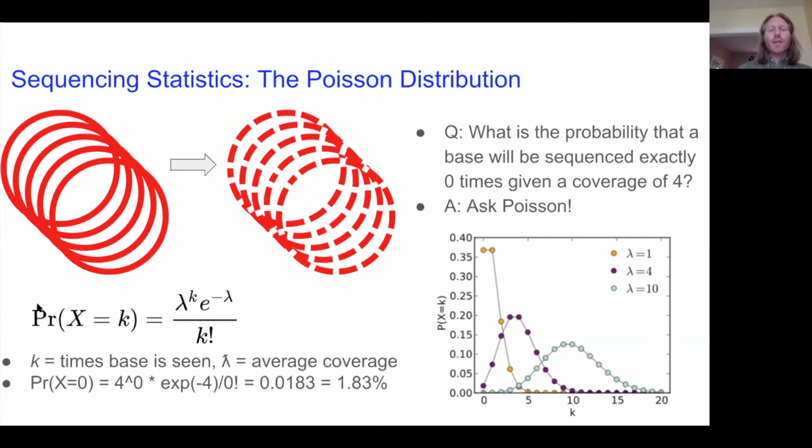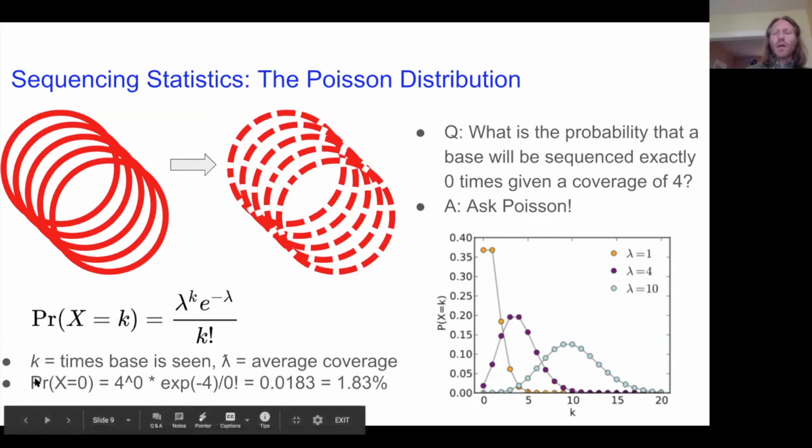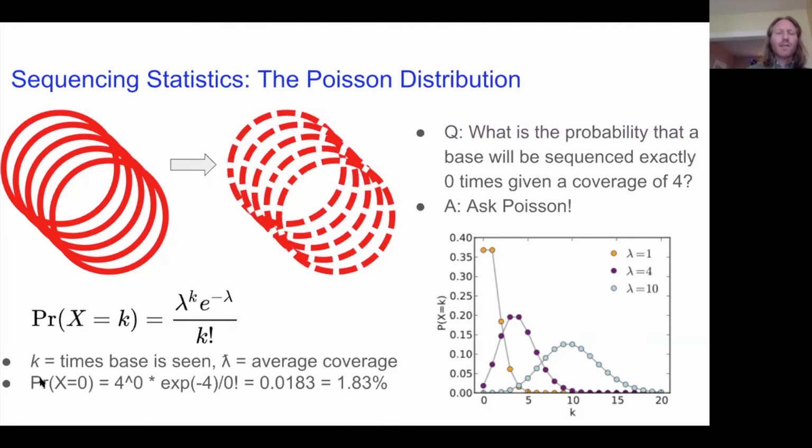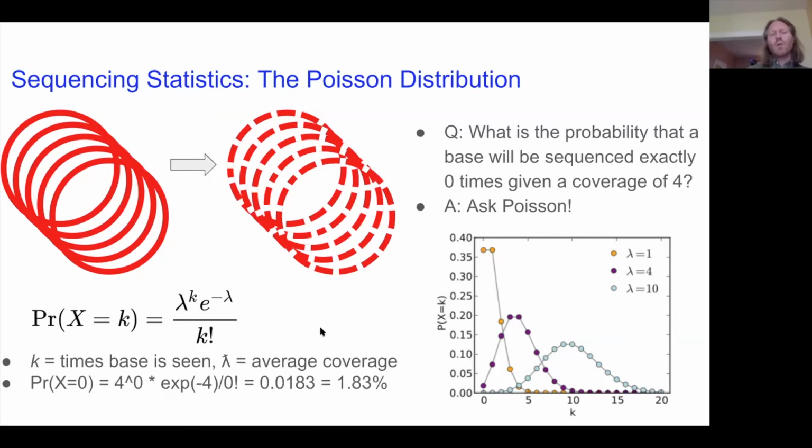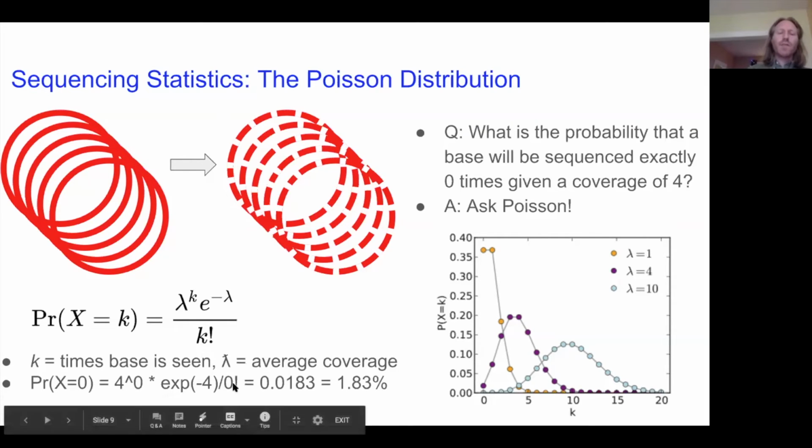So there's an exact equation over here on the left that you can use to calculate this. The probability at x equals k equals lambda to the k, e, where e is Euler's number, to the negative lambda, over factorial k. So if we want to plug in these numbers down on the bottom right, the probability that a base will be sequenced exactly 0 times at a coverage of 4 is the probability at x equals 0, which is 4 to the 0 times e to the minus 4 over 0 factorial.